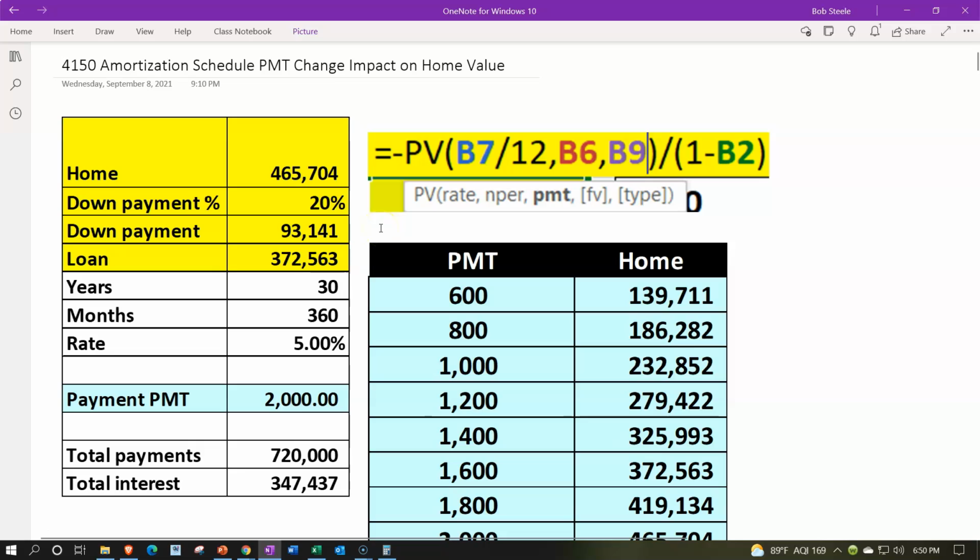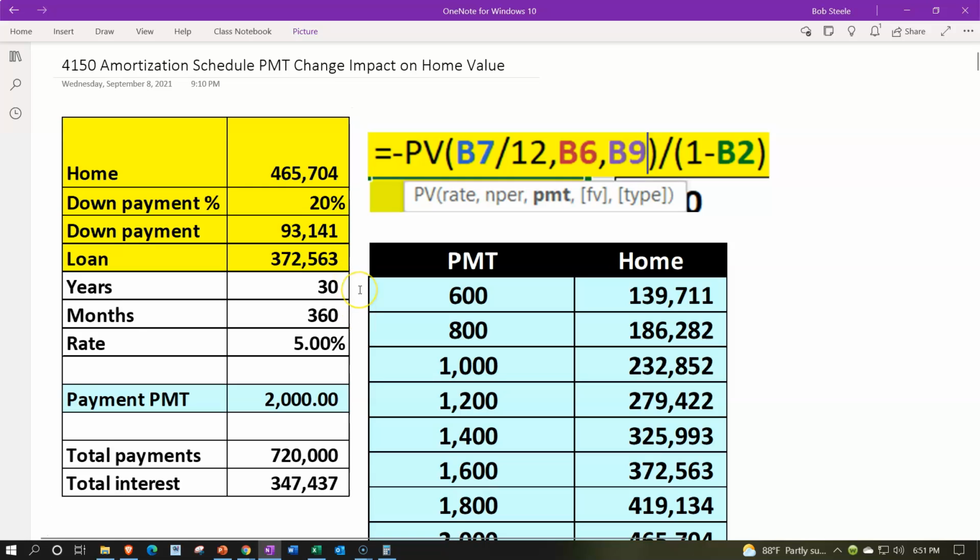So remember the factors that will be involved. We've got the home value up top. We're going to assume 20% down, so we're not going to be changing the 20%. That will calculate the down payment, in this case 20% being $93,141. And then we have the home value minus the down payment, which would give us the loan amount, the $372,563, this being the amount that would be relevant for us to calculate our amortization table and so on.